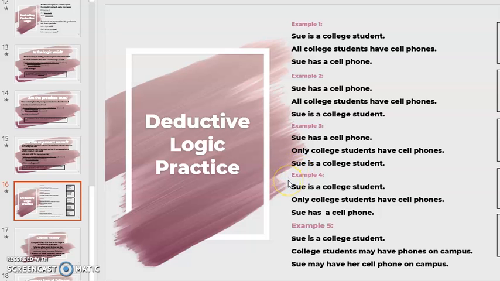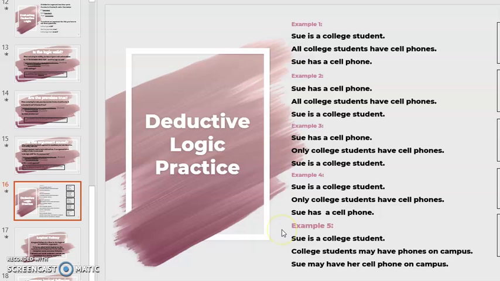Example 4: Sue is a college student. Only college students have cell phones. Therefore, Sue has a cell phone. You may be tempted to say that this is valid logic, but think about it. Just because Sue is a college student and only college students have cell phones, we have not stated here that all college students have cell phones. All we're saying here is that people who are not college students cannot have cell phones. So this is not valid logic. It's also obviously not a true premise. So this is overall not a sound argument.